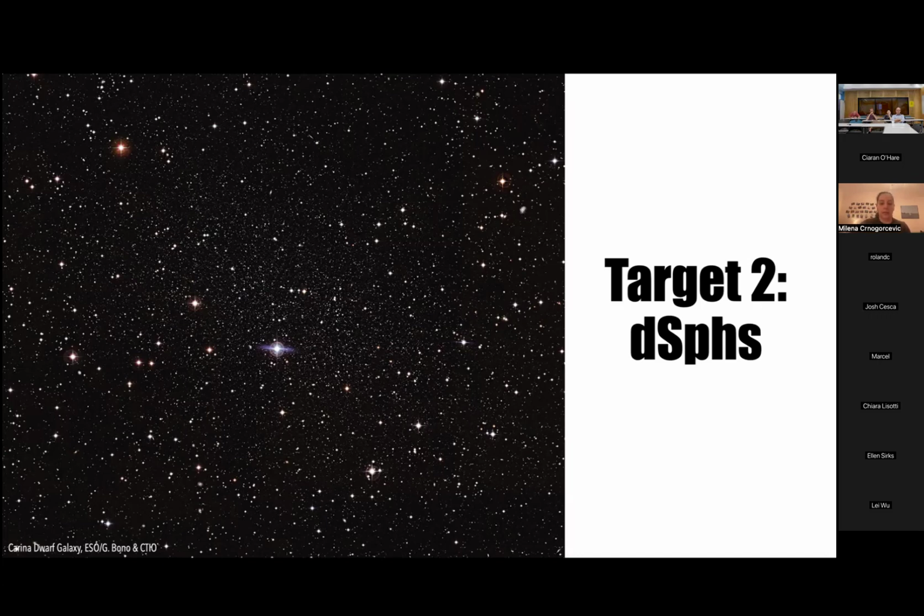and have large dark matter content, however, have very low astrophysical backgrounds. Now, these are very attractive sources because, as I said, they have high dark matter content and low astrophysical backgrounds, but that also means that they are very faint. So they are also hard to observe with Fermi-LAT.